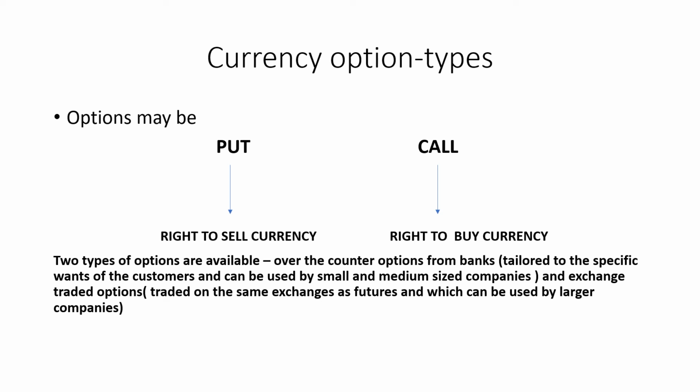And when it comes to exercising these options, there are two options available. One is over the counter from banks. You can get this option from the bank, and these are tailored, meaning they are designed for the wants of the customer, and can be used by small and medium sized companies.